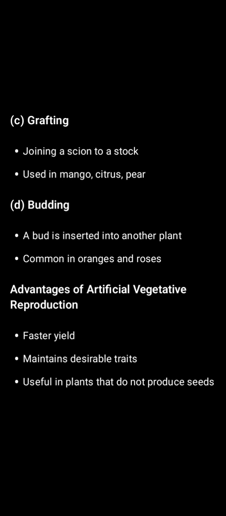So what are the advantages of artificial vegetative reproduction? One, there's faster yield. That means artificial vegetative reproduction ensures that crops yield faster. Then it maintains desirable traits, and then it is useful in plants that do not produce seeds. There are plants that don't produce seeds. How can these plants be reproduced? Artificial vegetative reproduction helps in this scenario.